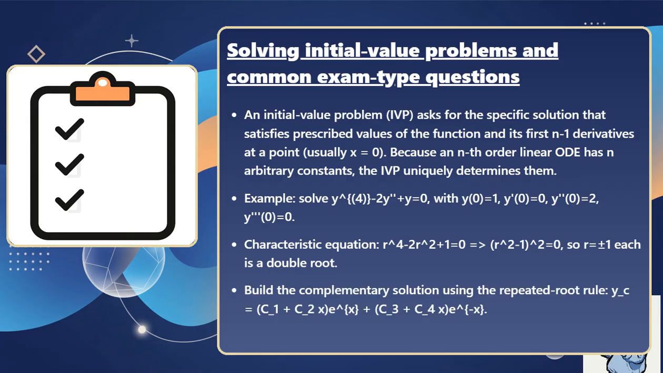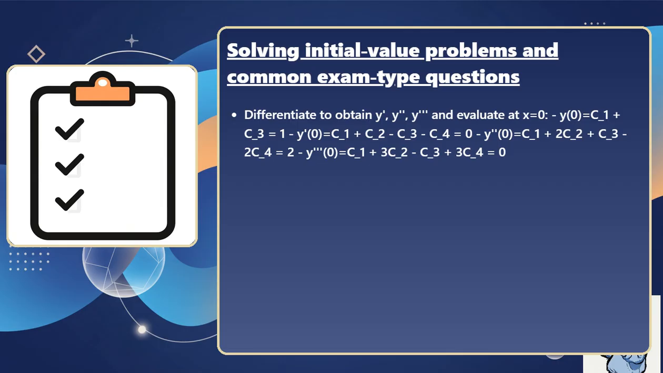Build the complementary solution using the repeated root rule. y_c equals (c1 plus c2 x) e^x plus (c3 plus c4 x) e^(-x). Differentiate to obtain y', y'', y''' and evaluate at x equals 0.